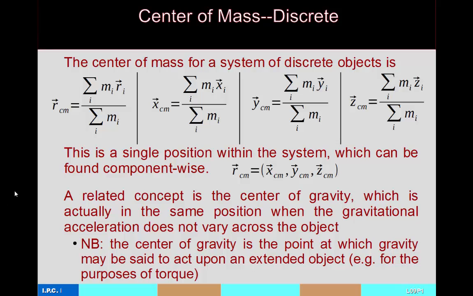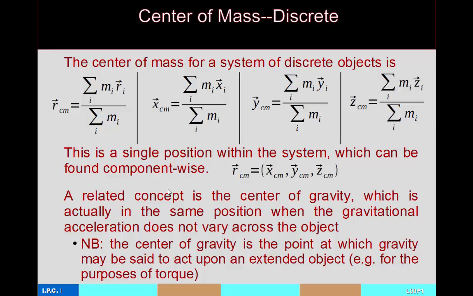The question, though, is what do you do if instead of having individual point masses, which is what these equations are mostly valid for, what do you do if you have a single extended object? And for that matter, what do you do if you have a system with more than one extended object? Well, the more than one extended object thing is not so much a problem. To find the center of mass for the system, these equations are still valid.